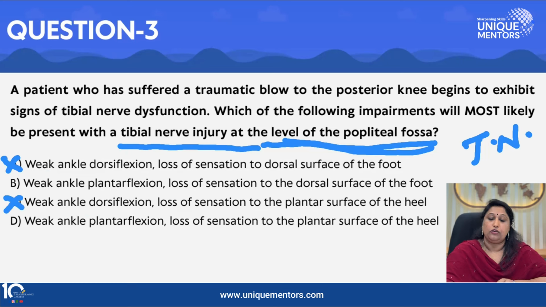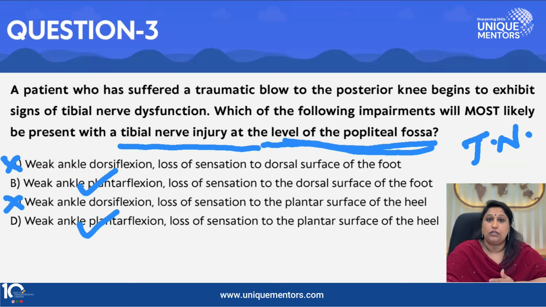So the first part of cracking this question is, which movement is affected? Which movement is weak? Here, plantar flexion is weak, and that is right in both options. In option B and option D, we can see weak ankle plantar flexion. Now, for the second part of this question, we are checking where the loss of sensation is. If the tibial nerve is injured above the knee joint, above the popliteal fossa, there is a possibility that the sensations in the dorsal surface of the foot are affected.